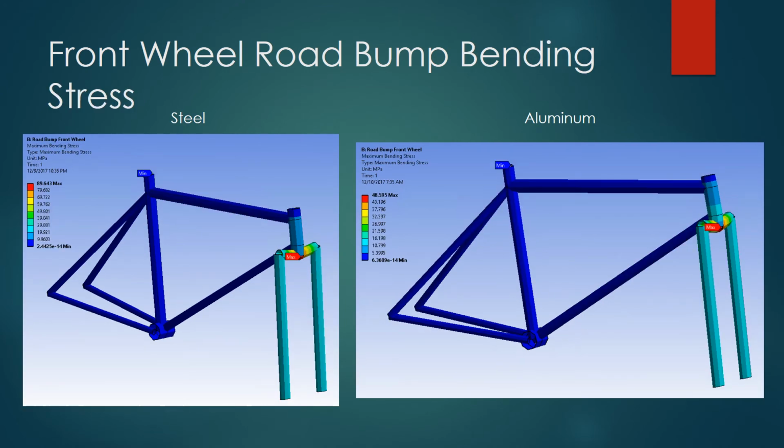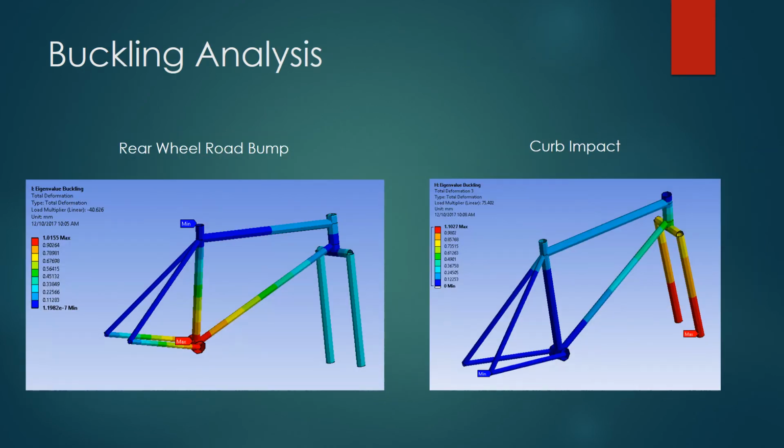The bending stress for the same scenario with each frame is shown here. A buckling analysis was performed for the rear wheel road bump and the curb impact loading scenario, both on the steel frame.